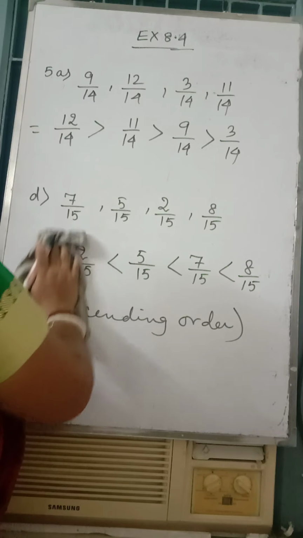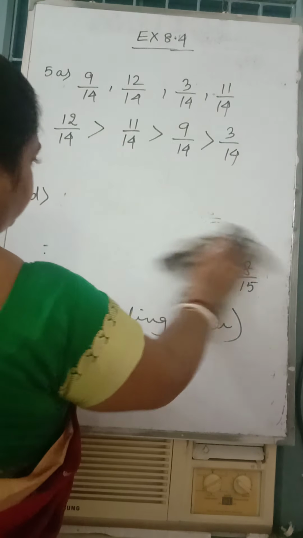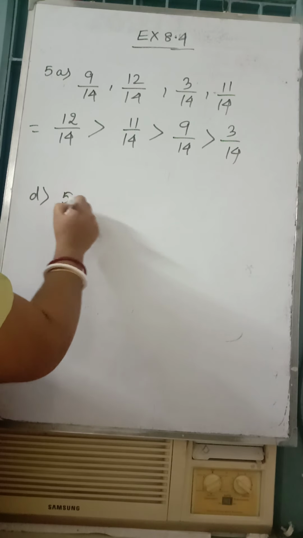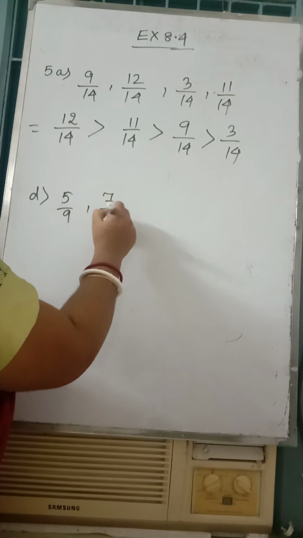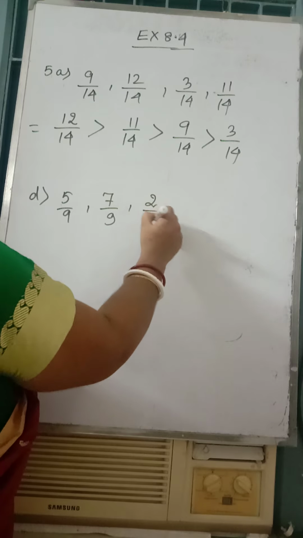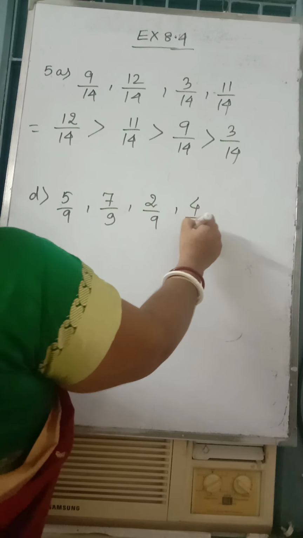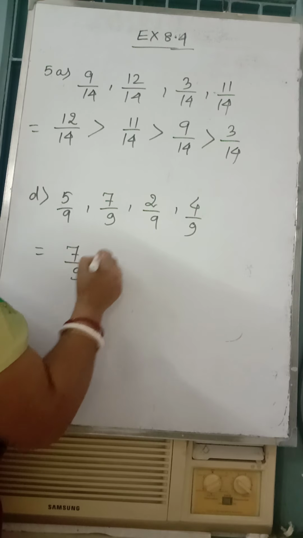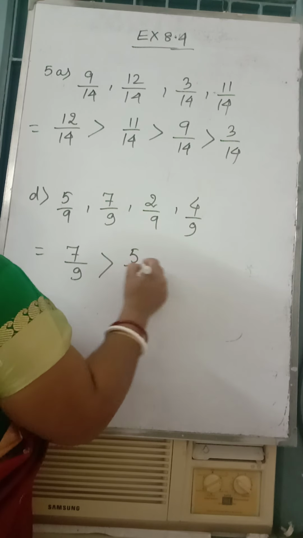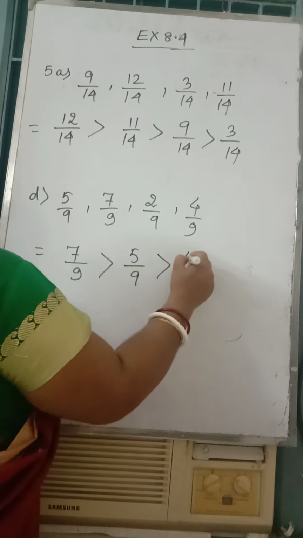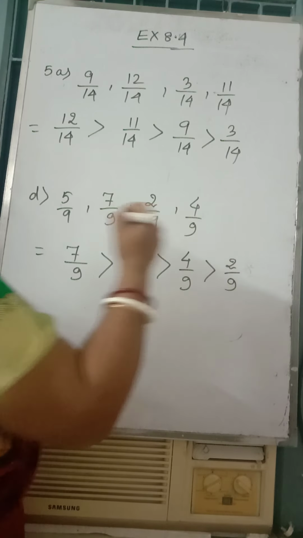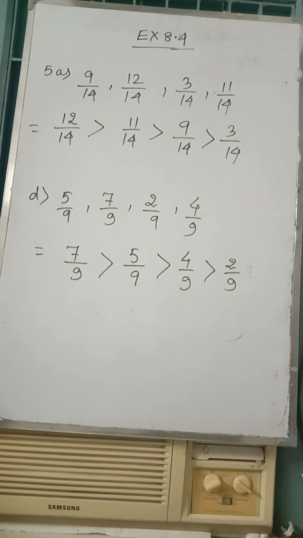Let us see number D for question number 5. 5 by 9, 7 by 9, 2 by 9 and 4 by 9. So the biggest numerator, 7 by 9, that would be the biggest fraction. It is greater than 5 by 9, which is greater than 4 by 9, which is greater than 2 by 9. I would like to suggest you use the symbol for the ascending and descending order.